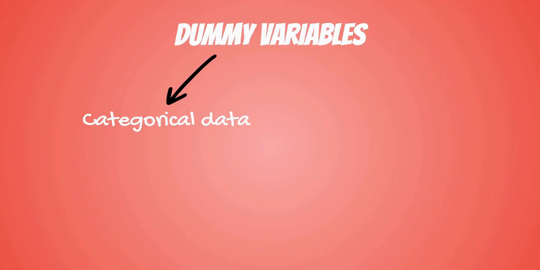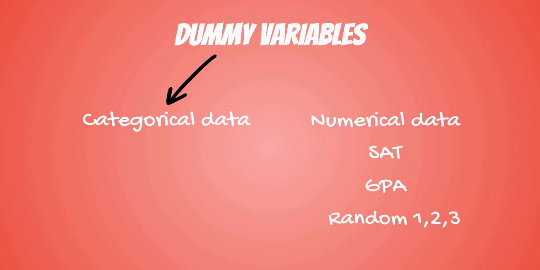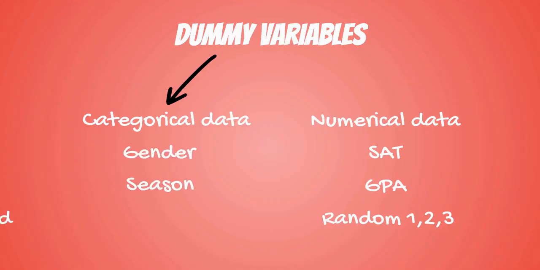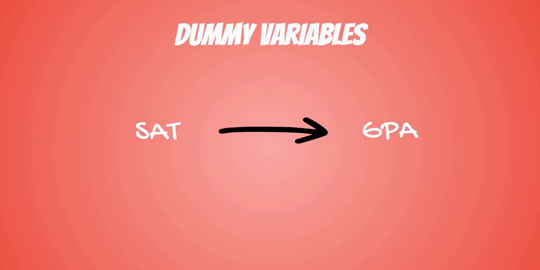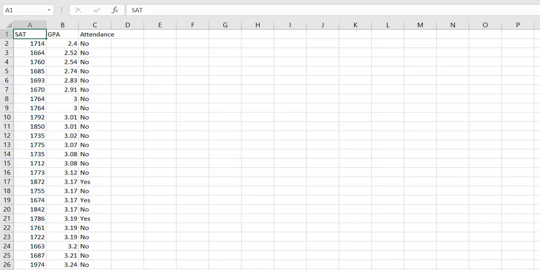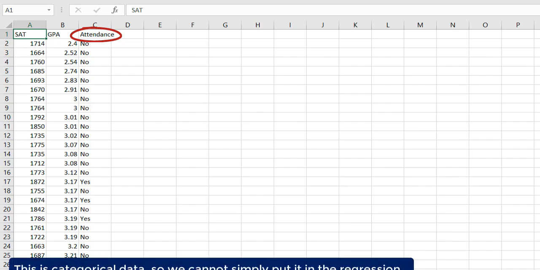So far, we used only numerical data, like the SAT score and the GPA, or the random 1, 2, 3 variable from the adjusted R-squared lesson. Now we will explore how to include variables such as gender, season, and brand into a regression we are working with. For instance, let's take our GPA prediction example that we all know so very well. Generally, another good suitable regressor for GPA is attendance. Here is a data set that includes a variable that measures if a student attended more than 75% of their university lectures. This is categorical data, so we cannot simply put it in the regression.